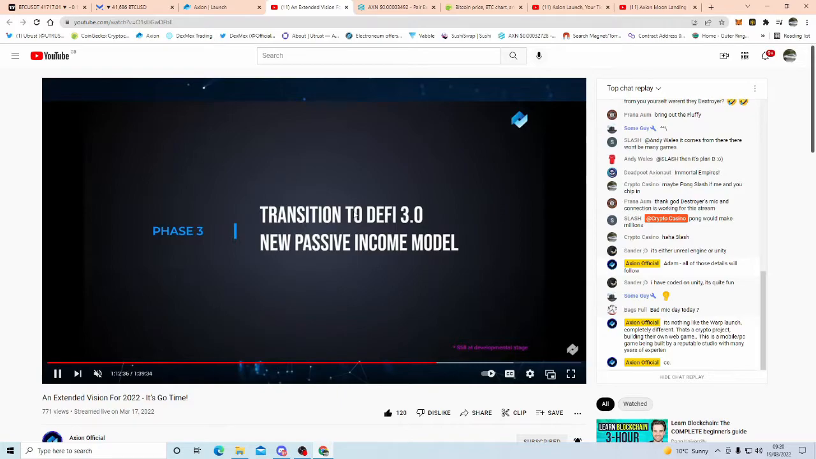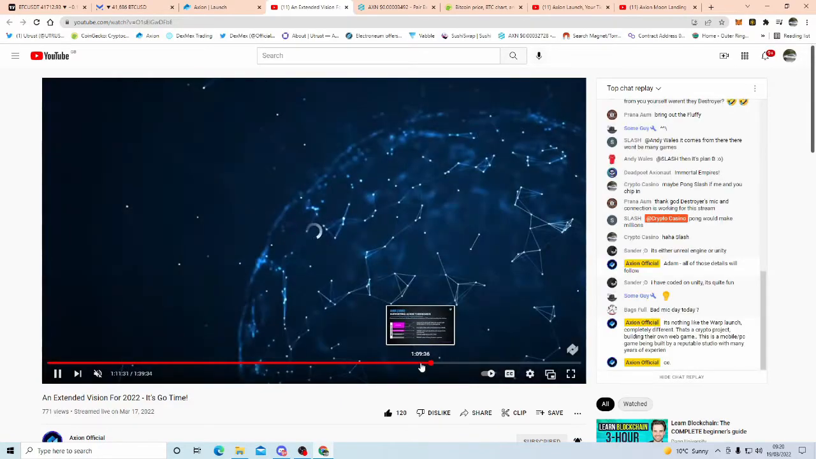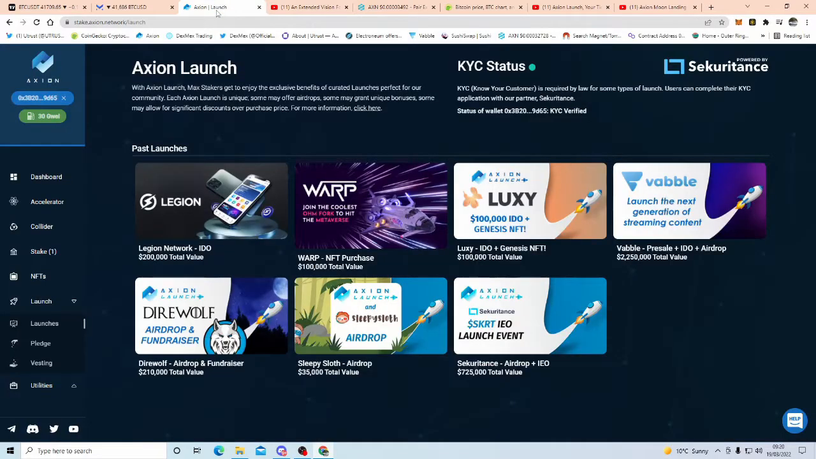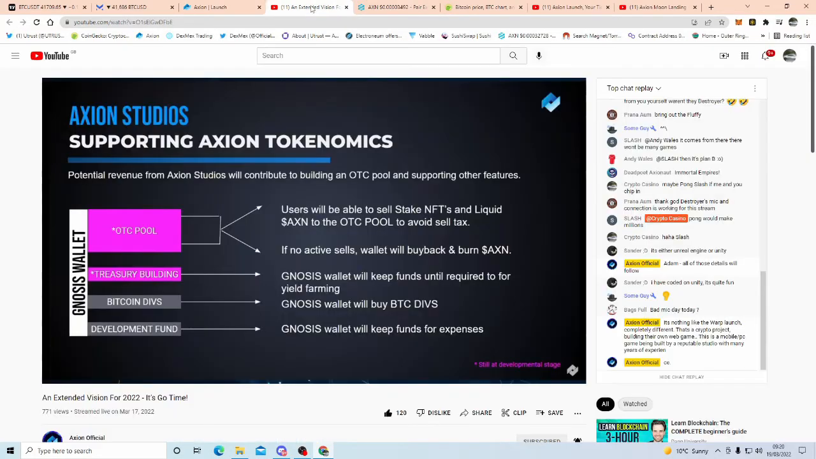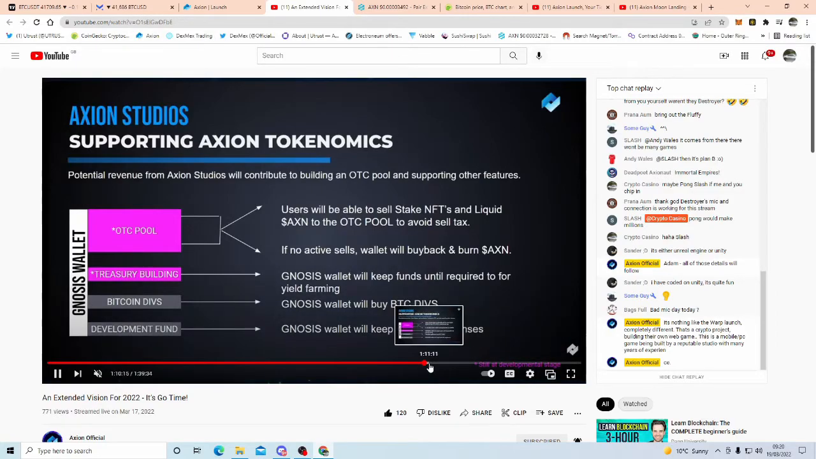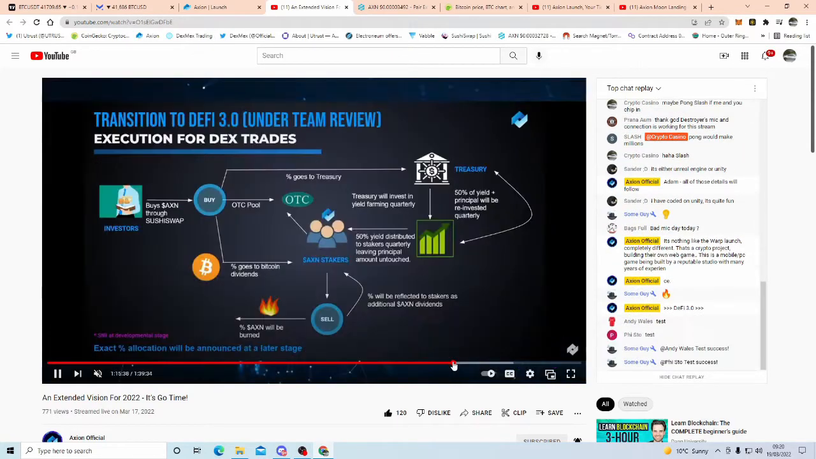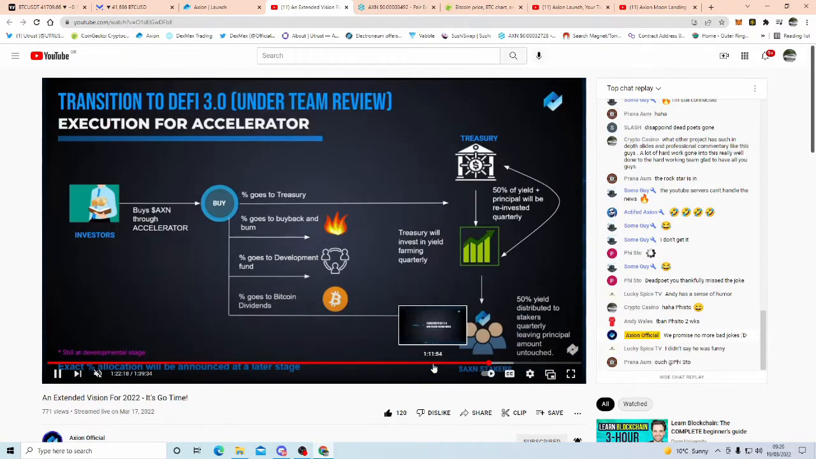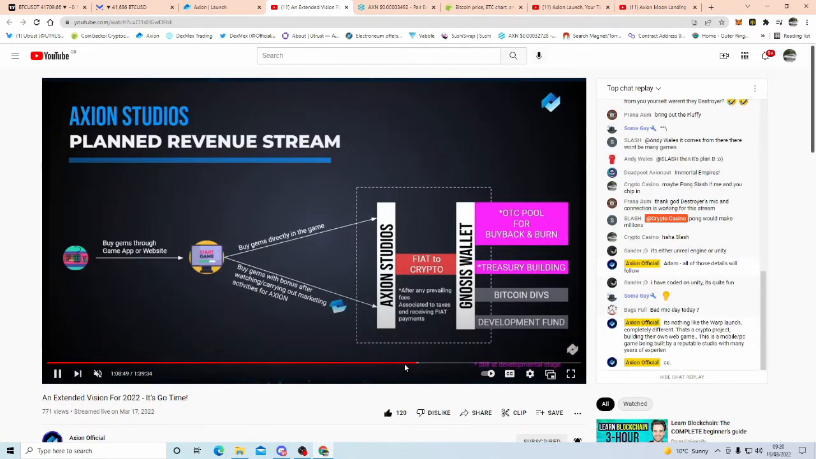So they're transitioning to DeFi 3.0. They've created what's called Axion Studios, which is going to be a bolt-on to what we've got here. We've got the Axion launch at the moment. Axion Studios is, and where is that? Because I had it up. Where is it? Maybe it's back here a bit. Axion Studios, here we go.